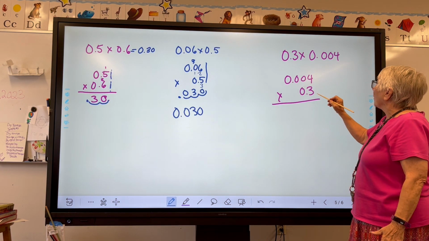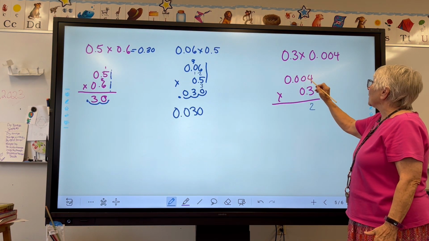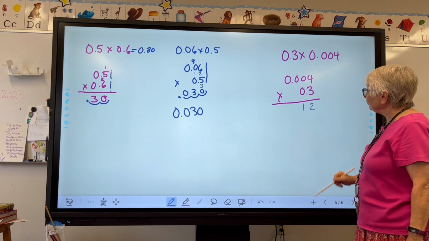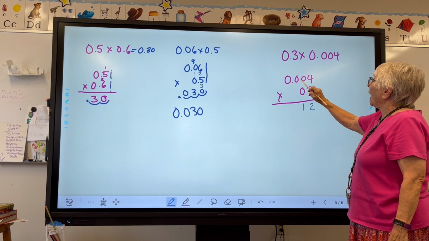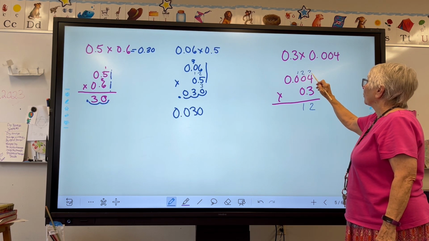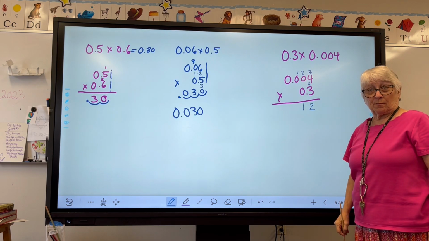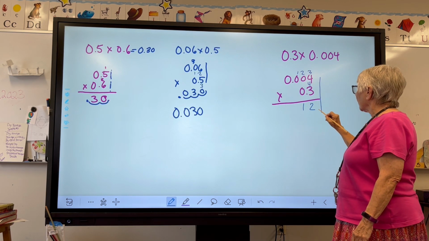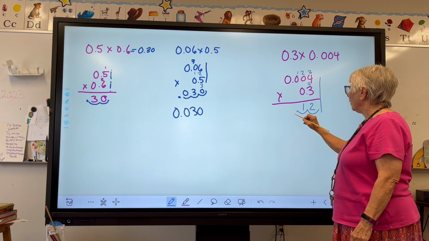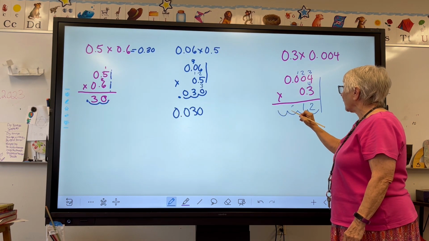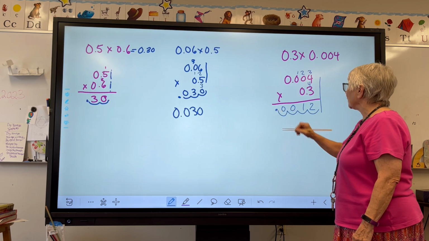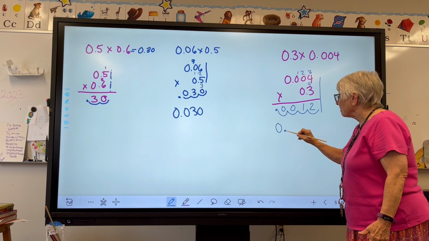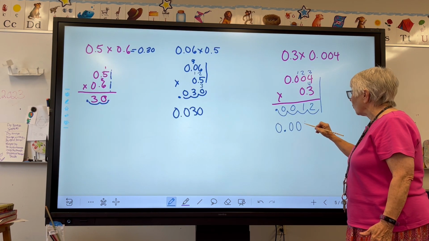And now we multiply. 3 times 4 is 12. 3 times 0 is 0, plus 1 is 1, so it's 12. Then I have to count 1, 2, 3, 4 numbers after the decimal. So I start where I've lined the numbers up. I start there and I move back 1, 2, 3, 4, and I fill it in with zeros. So the answer to this one is 0.0012.